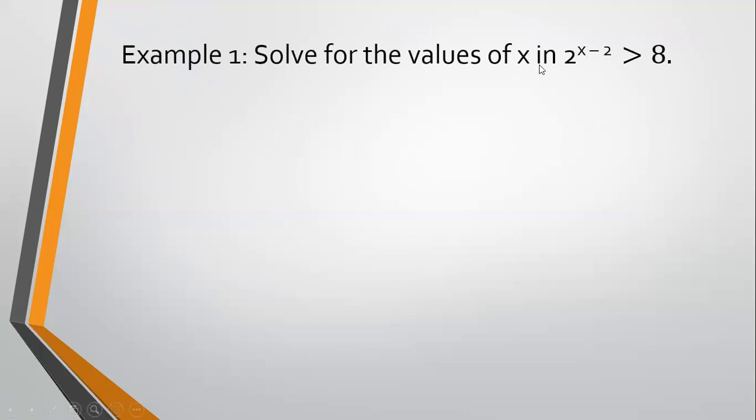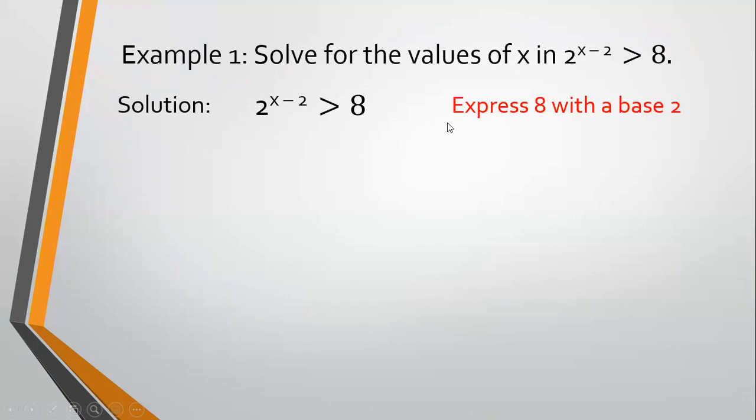Okay, let's have this one. Solving for x in 2 raised to x minus 2 greater than 8. Of course, the first thing that we need to do is to express 8 with a base of 2. We know that 2 raised to the third power is equal to 8. Then getting only the exponent, we have x minus 2 is greater than 3. Knowing that b is greater than 1, since your b here is 2, this is under the first property. We do not need to change the inequality symbol.